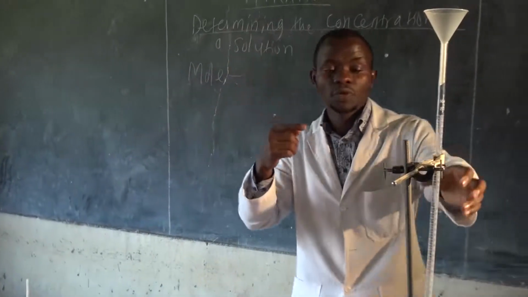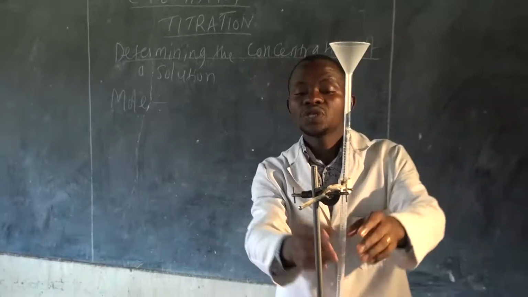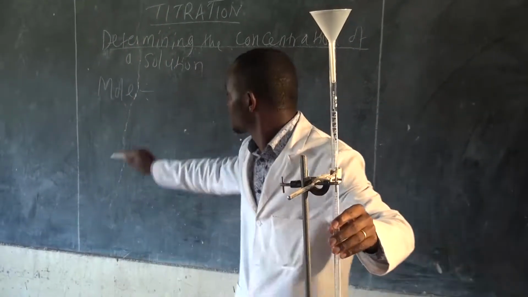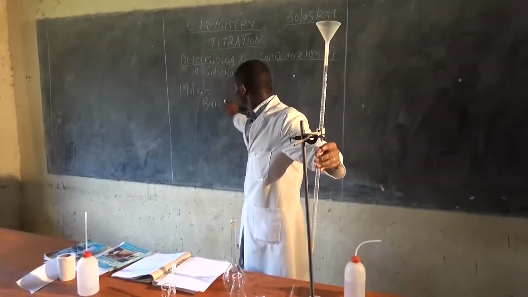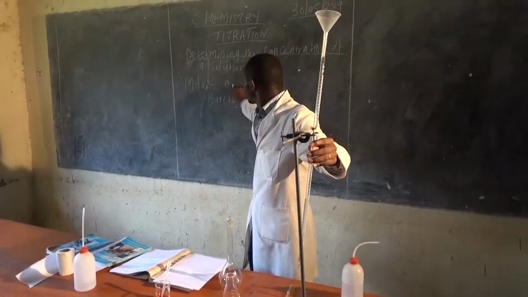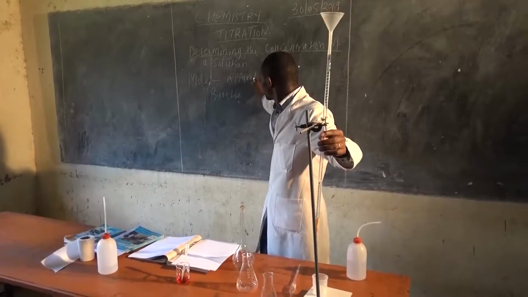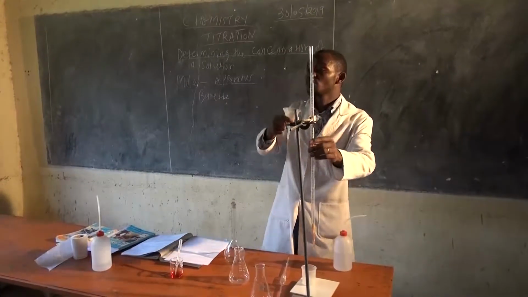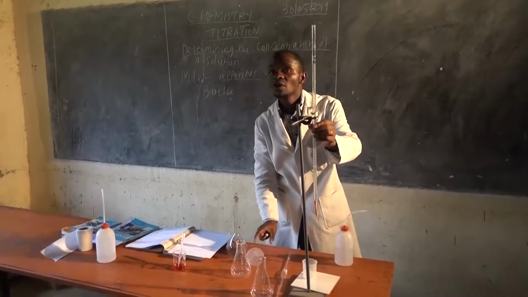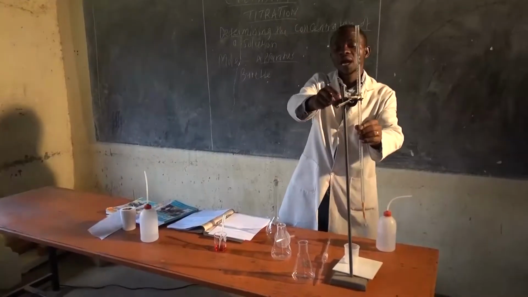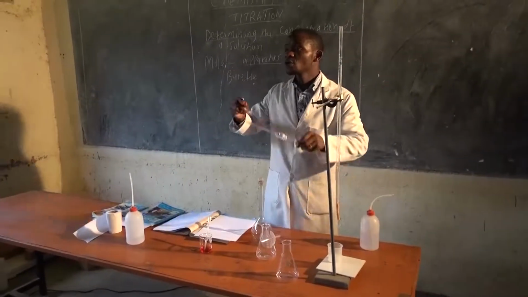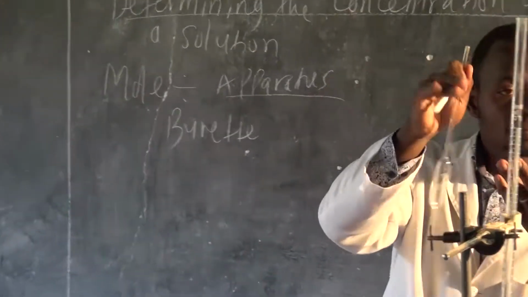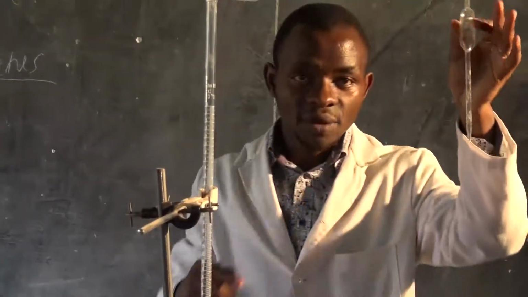Can we look? We have a burette. Can you see a burette? This one is a burette. So those are the apparatus. Can anybody see a burette? You have seen the burette? Okay, we have a pipette. This is what we are calling a pipette. Pipette is there, you are sharing. And sure you see one, that's a pipette.